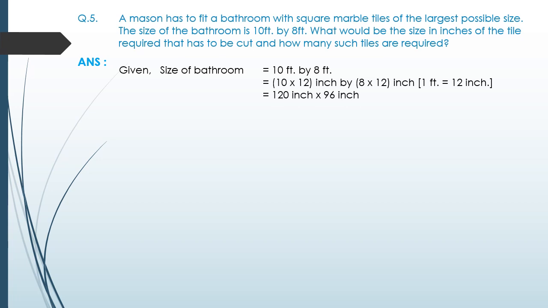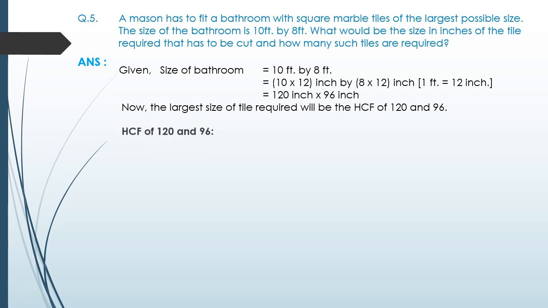So as it will be smaller, we are going to find the HCF of the given numbers to get the length of the square marble. As it is a square marble, its side will be the same. So whatever HCF there is, that is nothing but the side of the square. Now the largest size of the tile required will be equal to the HCF of 120 and 96.